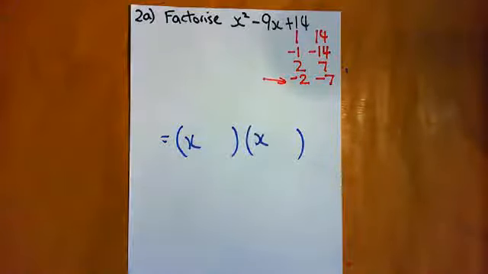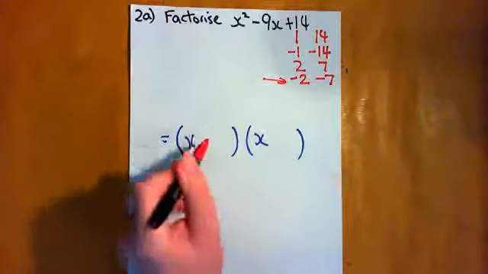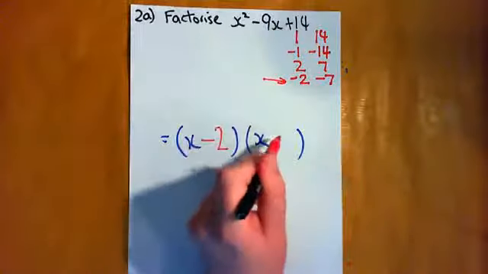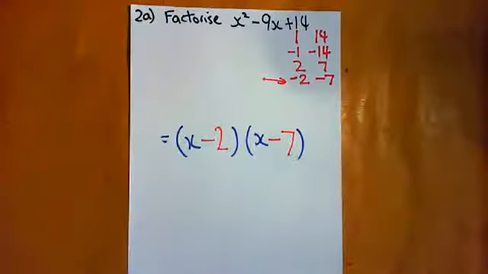So one of those numbers goes in the first bracket along with the x. The second one goes in the second bracket along with the x. So we get x minus 2 and x minus 7.